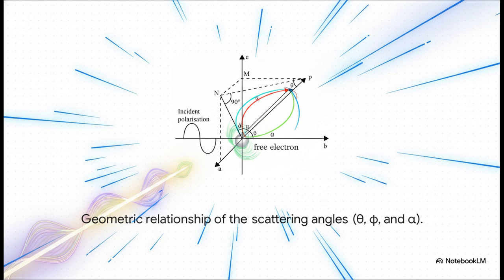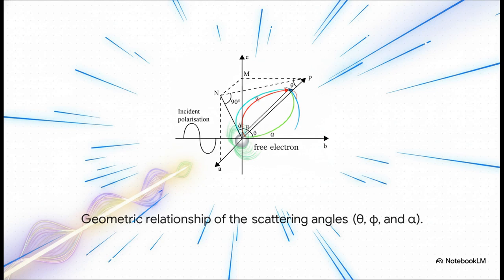Once the electron is doing its dipole thing, we have to figure out where all that energy is actually going. We've got our free electron sitting right at the origin, our scattering angle theta, our polarizing angle phi, and alpha, which relates to the electric vector of that incoming wave. To figure out the differential cross-section we talked about earlier, we've got to relate these 3 angles. Using just a little bit of geometry here, the derivation reveals that the cosine of alpha equals the sine of theta times the cosine of phi.